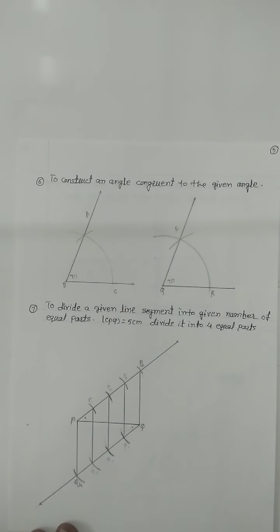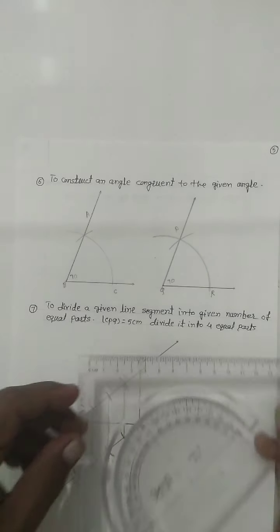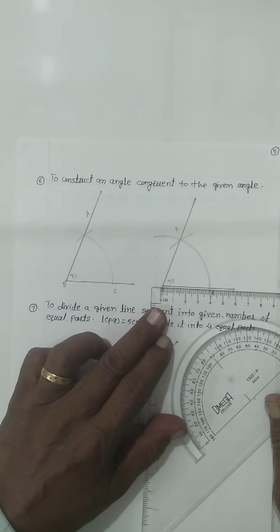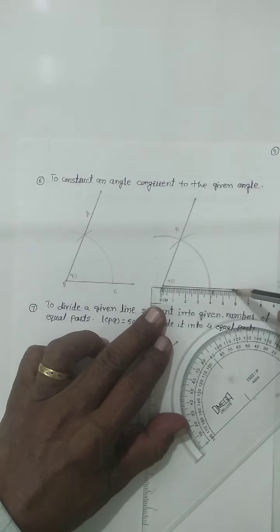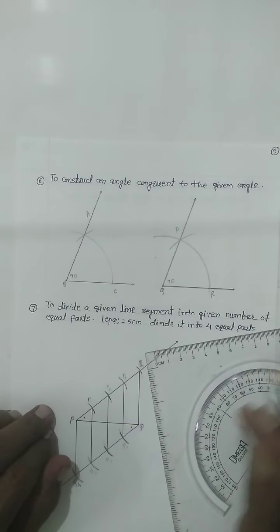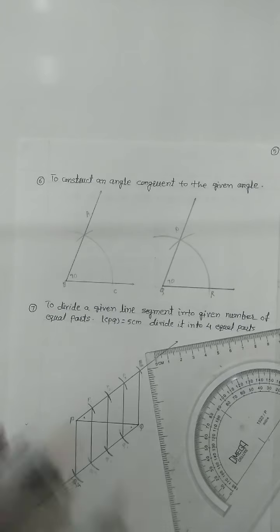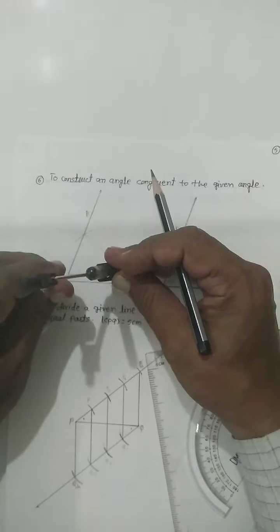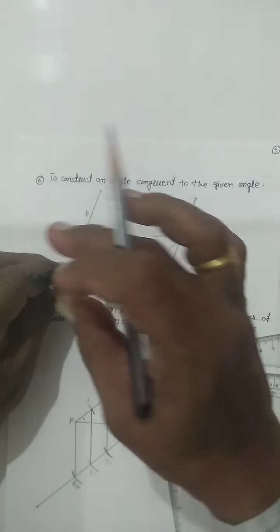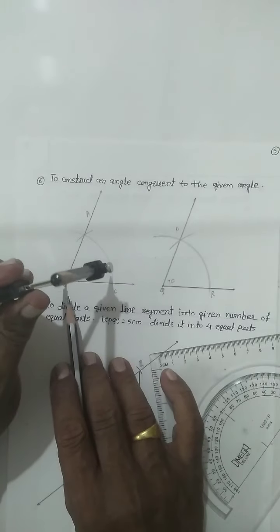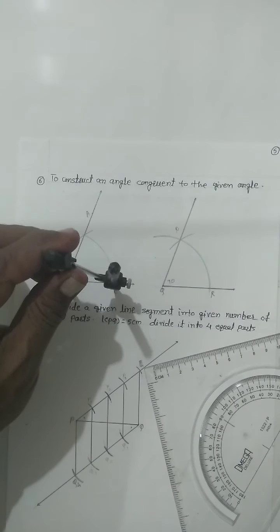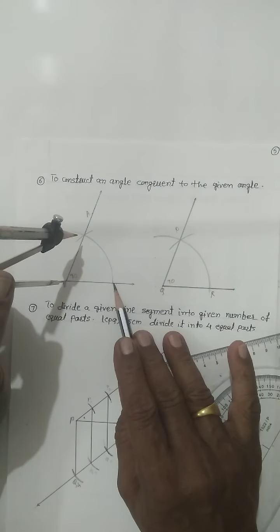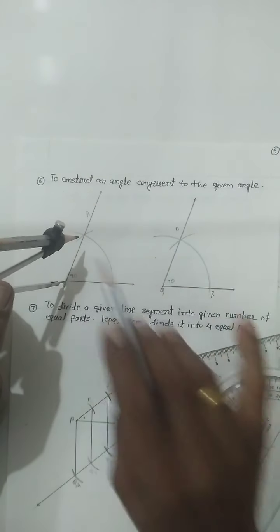Now firstly draw the ray QR, which is the same as the ray BC, by using the scale. In this way we draw the ray QR, and now take a compass. Take some distance between the two terminals of the compass in this way and put one terminal on the vertex B of the given angle and draw the arc which intersects the two sides of the angle.